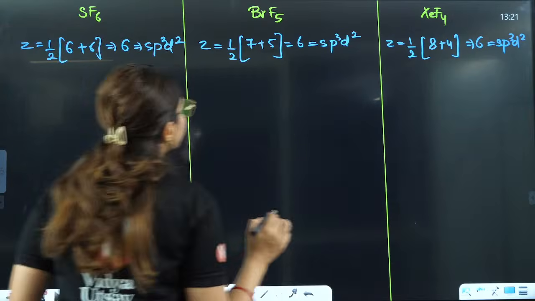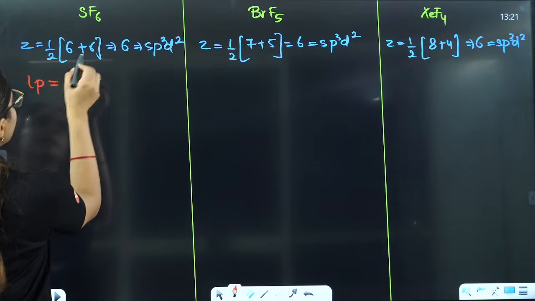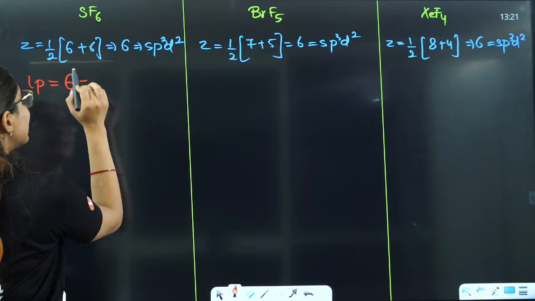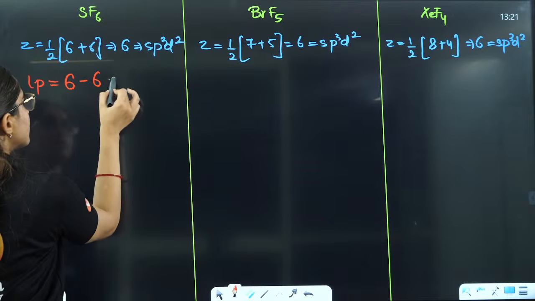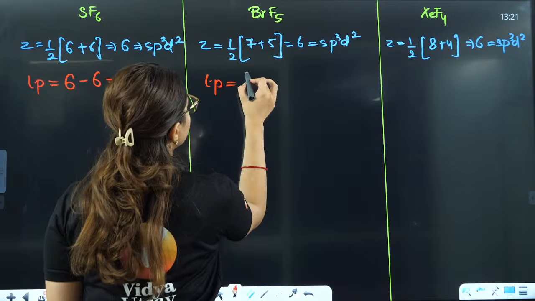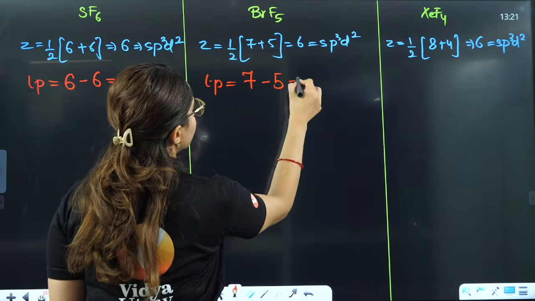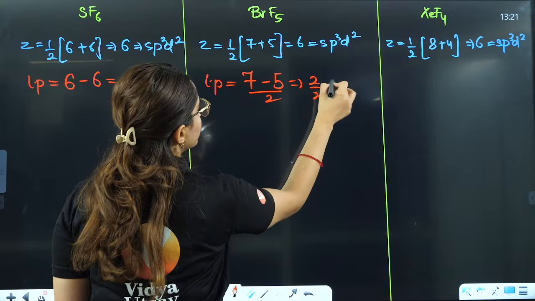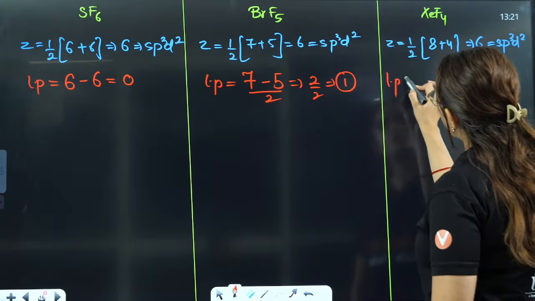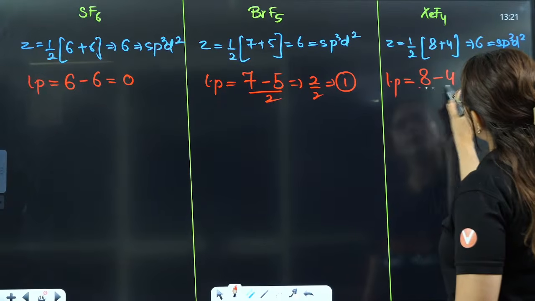So if you see, this is sp3d2. Lone pair: for SF6, the valence electrons are 6 and you have 6 bond pairs, that means 0 lone pairs. Here for BrF5, lone pair is going to be 7 valence minus 5 already there, so 2 by 2, that is 1 lone pair, right? Here for XeF4, lone pair is going to be valence electrons 8, out of that 4 are occupied in bond pairs.